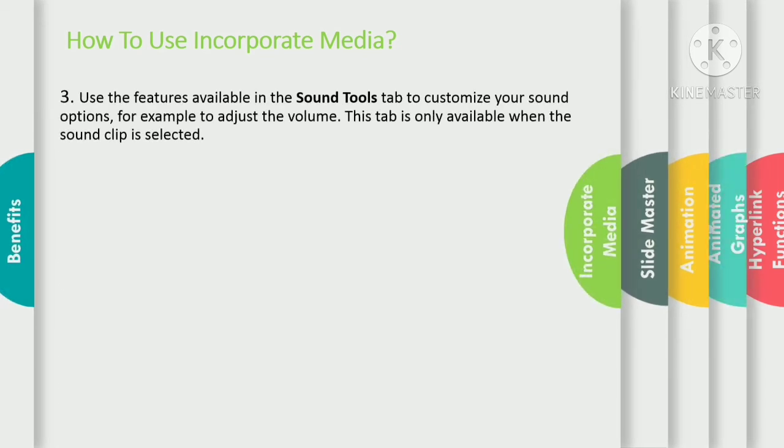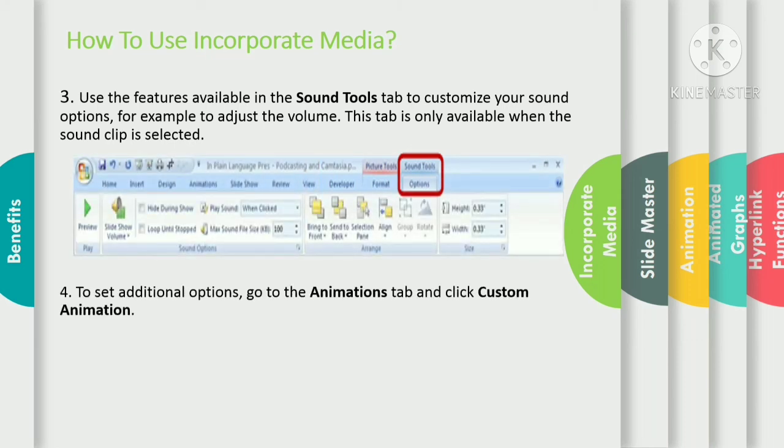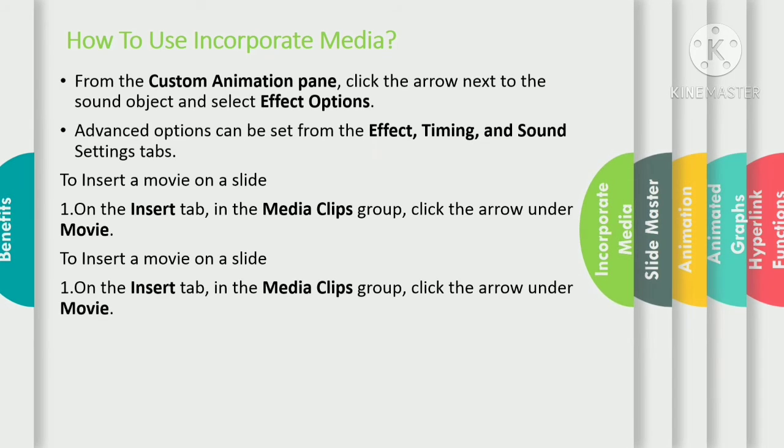Then use the features available in the Sound Tools tab to customize your sound options. For example, to adjust the volume. The tab is only available when the sound clip is selected. To set additional options, go to the Animations tab and click Custom Animation. From the Custom Animation pane, click the arrow next to the sound object and select Effect Options. Advanced options can be set from the effect, timing and sound settings tabs.